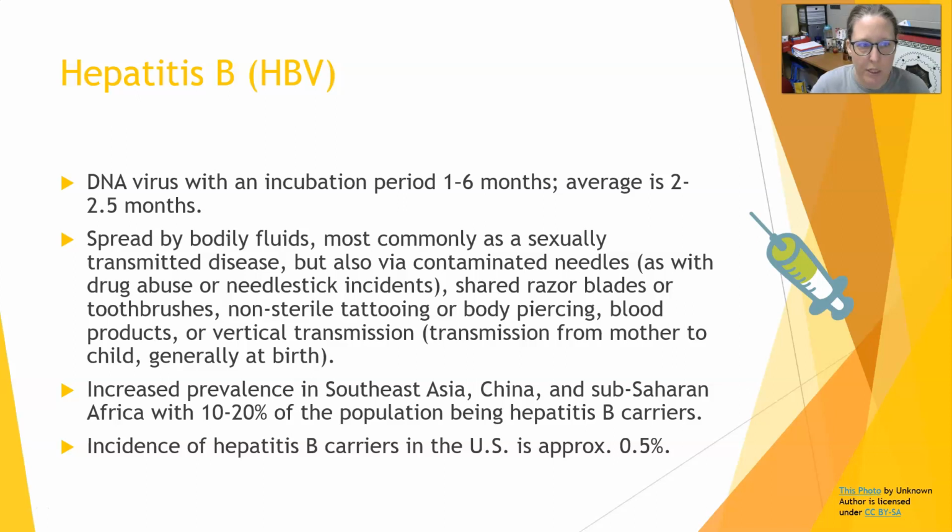So hepatitis B, or HBV, is a DNA virus with an incubation period of 1 to 6 months, with the average being 2 to 2.5 months. It is spread by bodily fluid contact, most commonly as a sexually transmitted disease, but also via contaminated needles, as within drug abuse or needle stick accidents, shared razor blades or toothbrushes, non-sterile tattooing or body piercing, blood products, or what we call vertical transmission, which is transmission from mother to child, generally at birth.